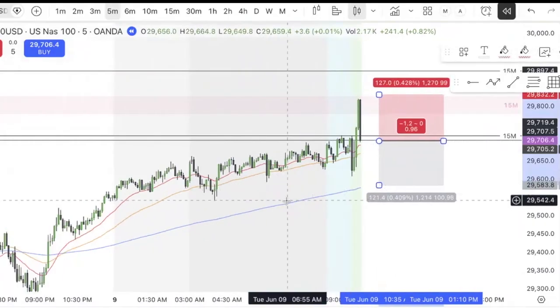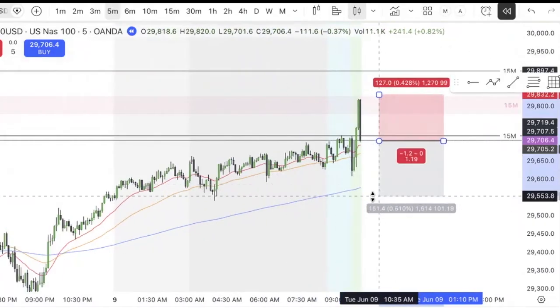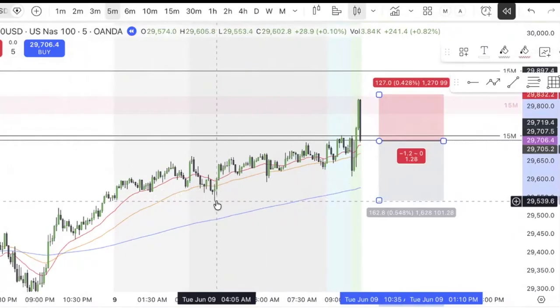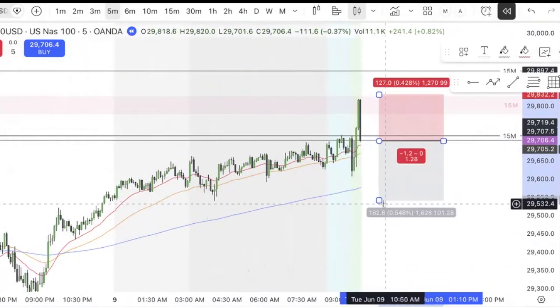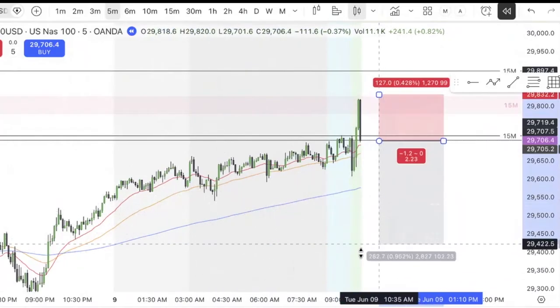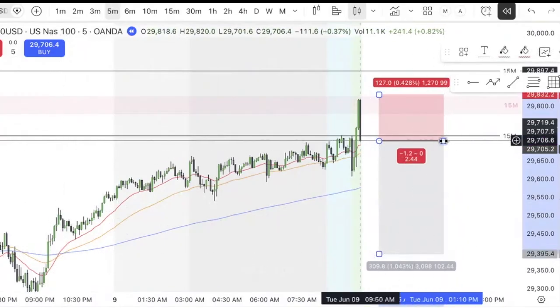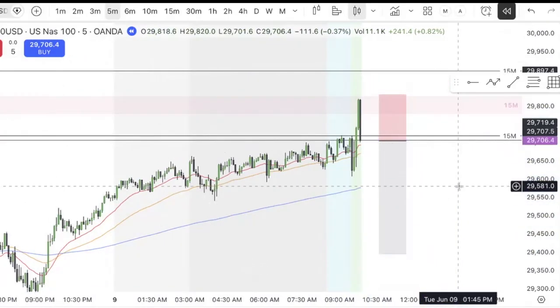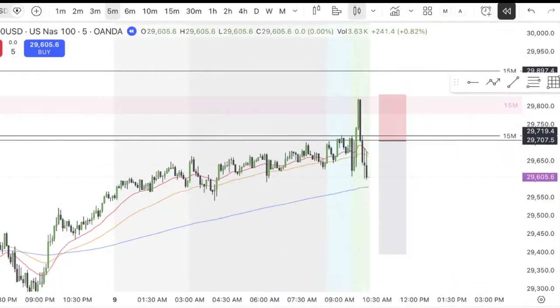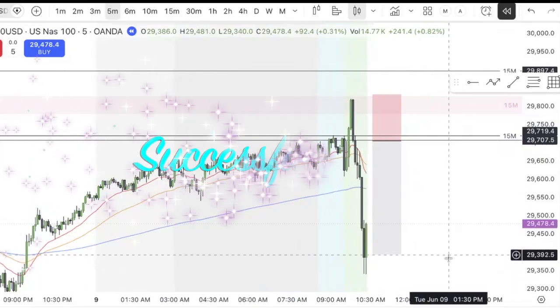We can look left to see where we should take profit. Could be here, could be our first area, and maybe the next area could be the middle of this imbalance here. Okay, let's see what happens. There we have a successful trade.